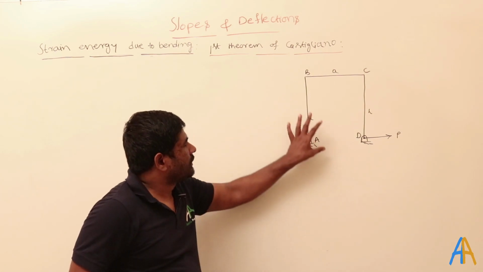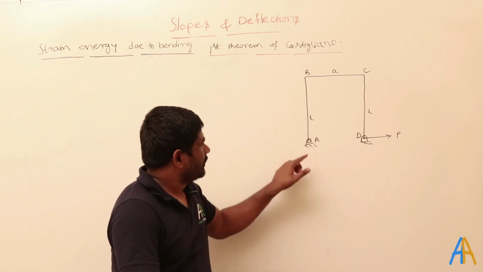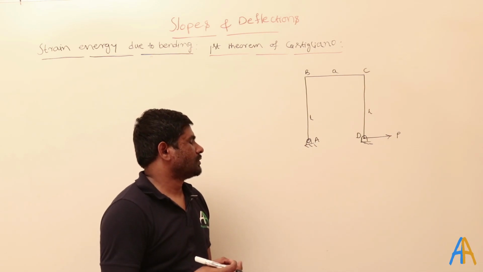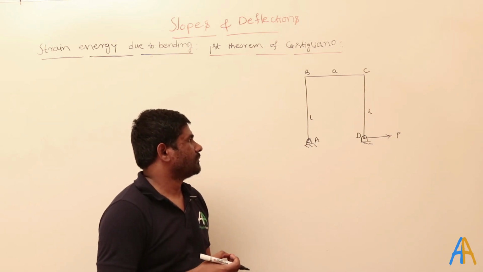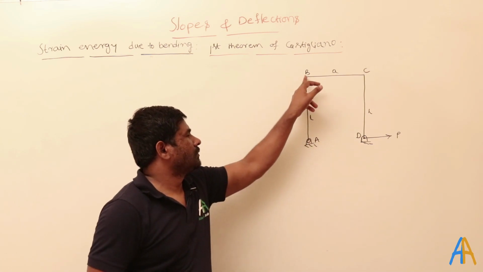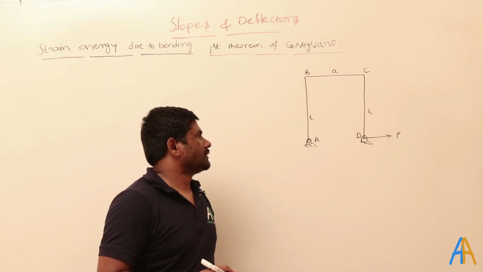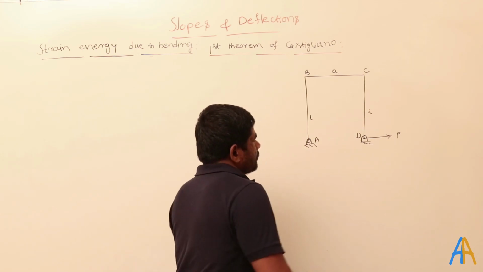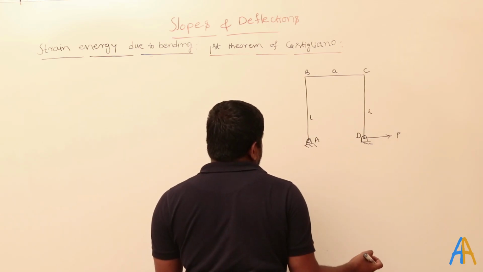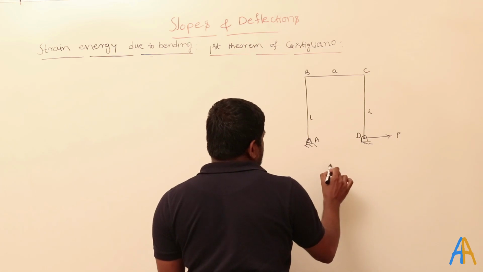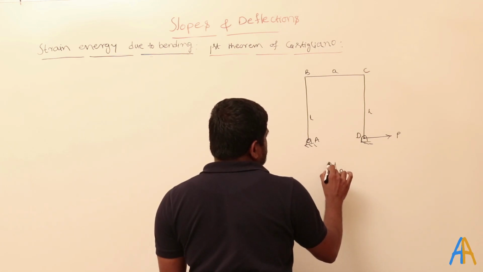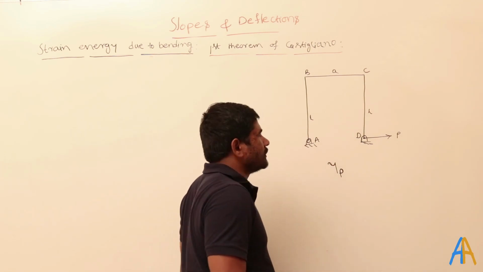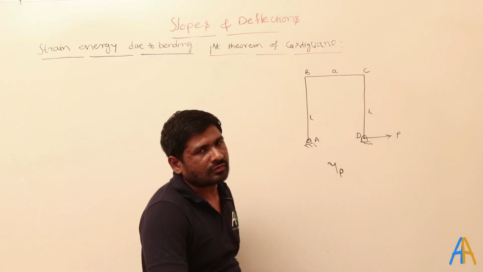So I have taken a frame like this, and here A and D are hinge supports. And these are firmly fixed beams B and C. And here at the point D, I applied a force P in the horizontal direction. So what is the Y_D here? How much deflection is produced in this beam because of this? That is what we need to find out.